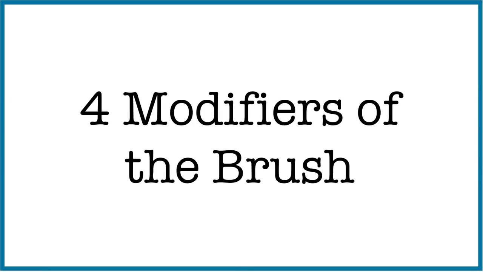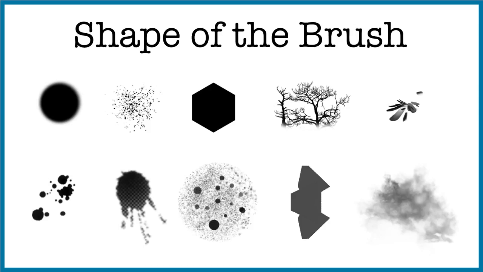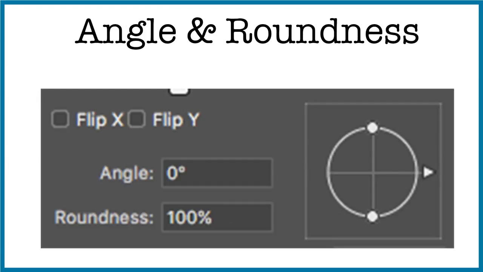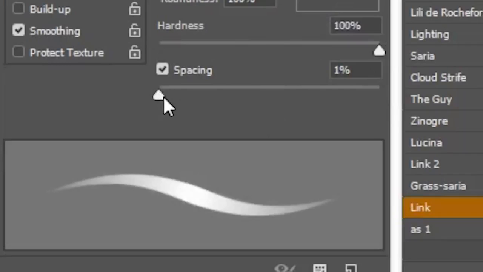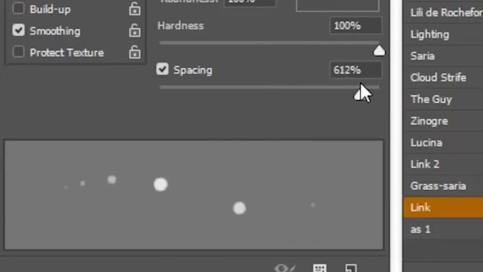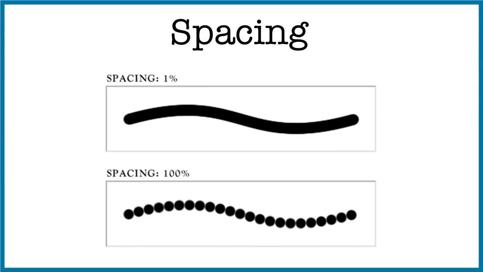The most important modifiers of the brush are brush size, how big or small it is, the shape of the brush, the angle and roundness of the brush, and the hardness and softness around the edge of the brush. The spacing. To understand spacing, we have to understand that the brush is essentially a shape or figure that the program is replicating into a pattern to generate the stroke or line. So spacing is the distance between each figure in this pattern.